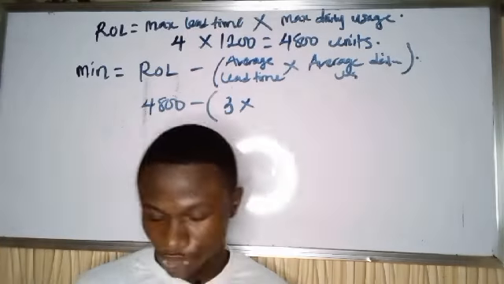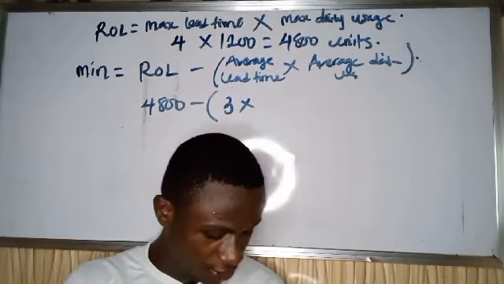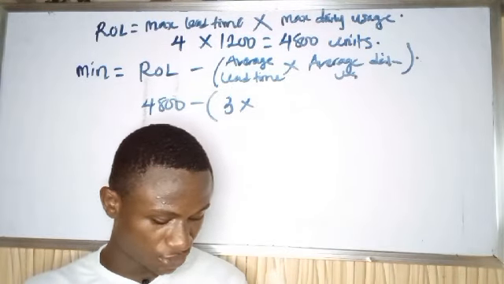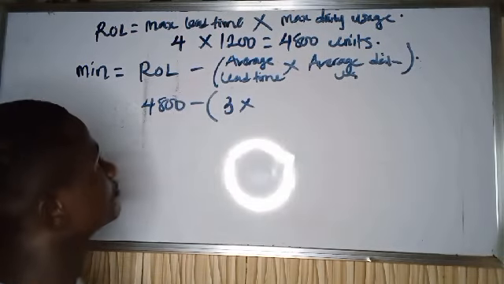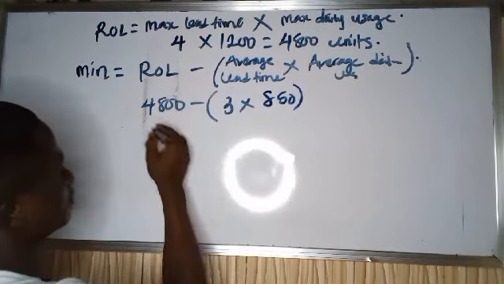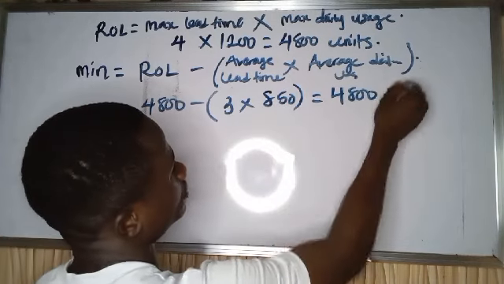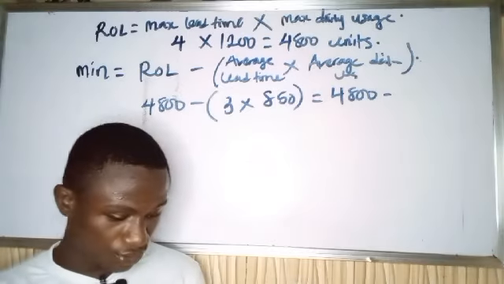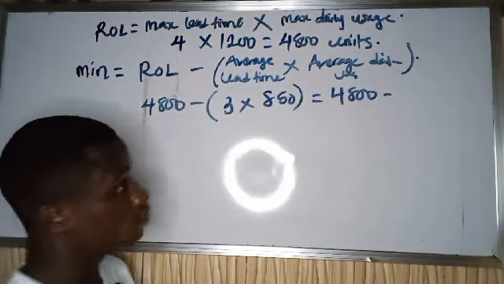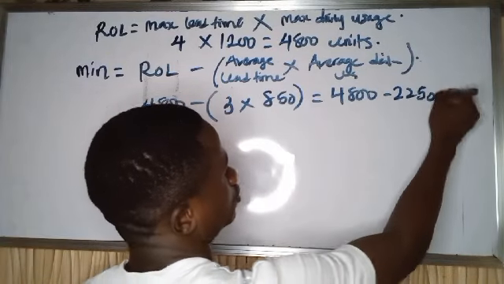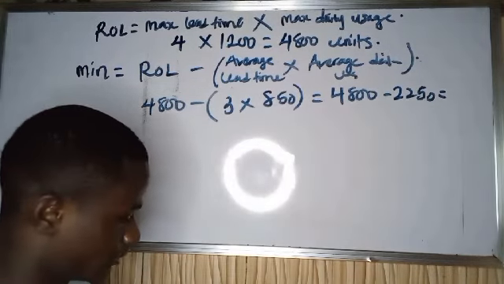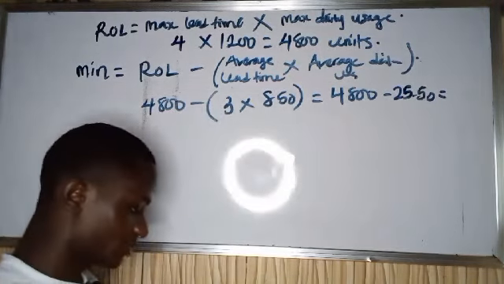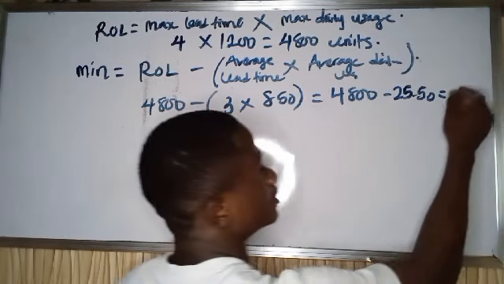Of course, our maximum daily usage is 1,200. Our minimum daily usage is 500. So 1,200 plus 500 divided by 2, we have 850. So 3 times 850. So we have 4,800 minus 3 times 850. That will give us 2,250. So if we subtract 2,550 rather, sorry, 2,550 from 4,800, we get 2,250 units.